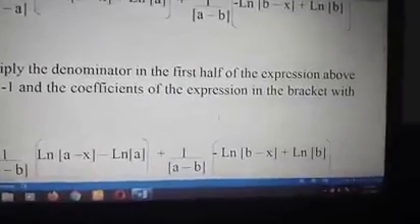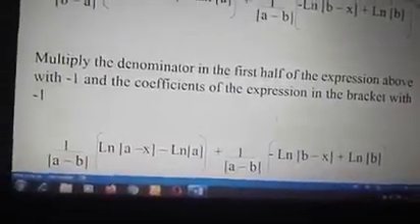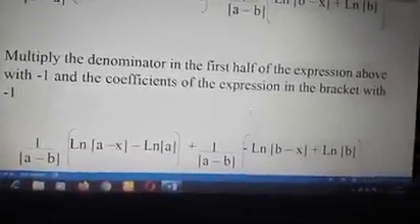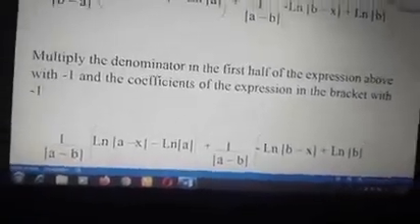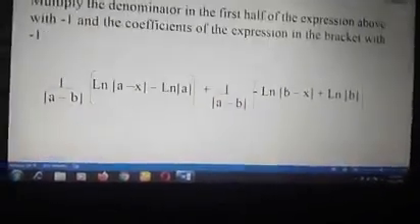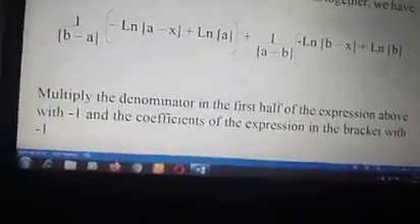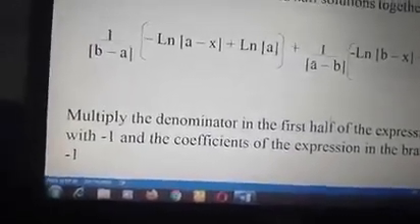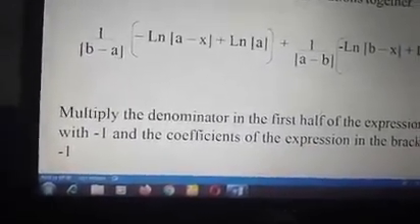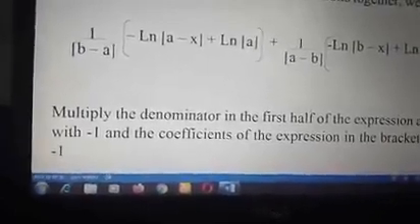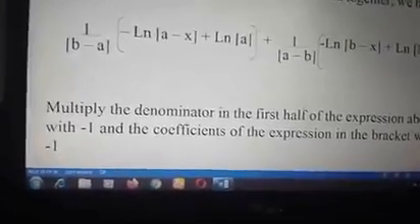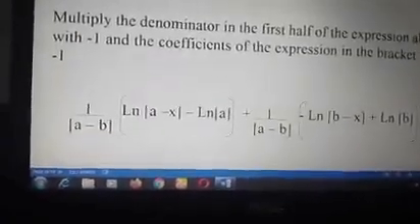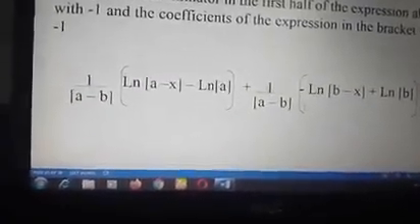Then multiply the denominator in the first half of the expression above by minus 1, and the expression in the bracket by minus 1. Let's see what happens. Multiplying the denominator of the first half by minus 1, we have minus b plus a. So the first expression, 1 over b minus a, multiplied by minus 1, gives minus b plus a, which can also be written as a minus b.